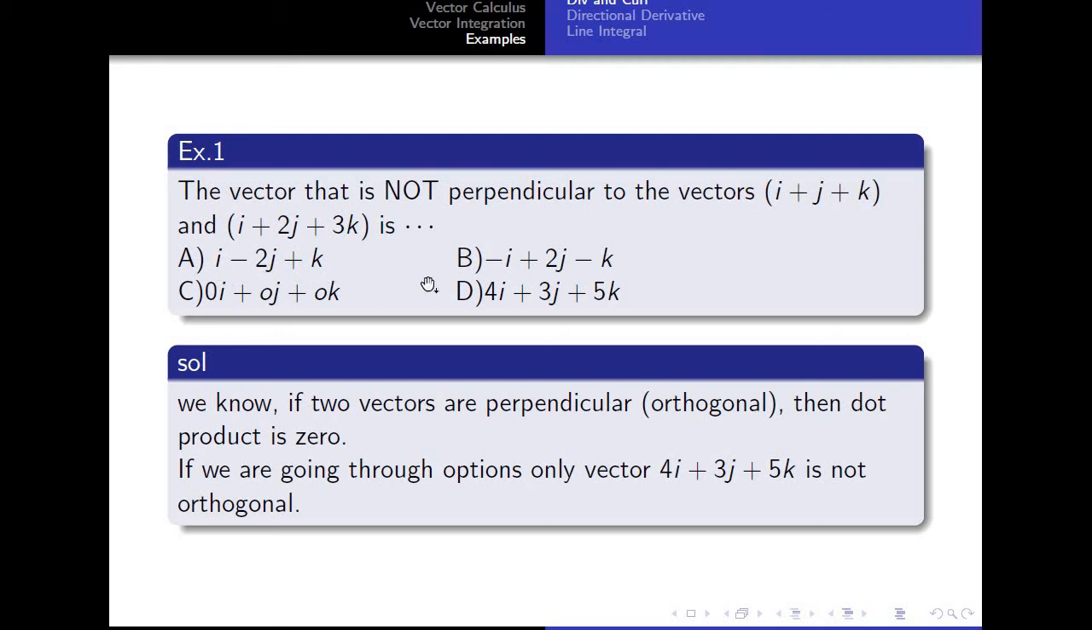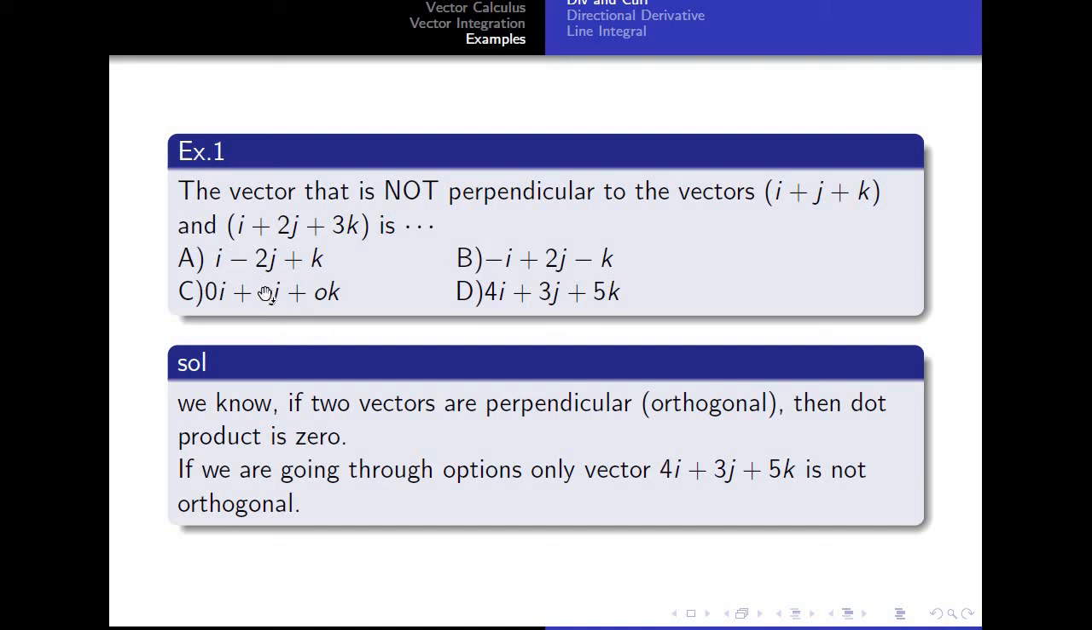i dot i is 1, j dot j gives minus 2, k dot k is 1. So we get 1 minus 2 plus 1, which is 0. So surely option A is not the answer, because this is perpendicular and we need a not perpendicular one. Similarly for the second option: first component is minus 1, then plus 2 for j dot j, and minus 2. Minus 2 plus 2 becomes 0. The zero vector is option C.